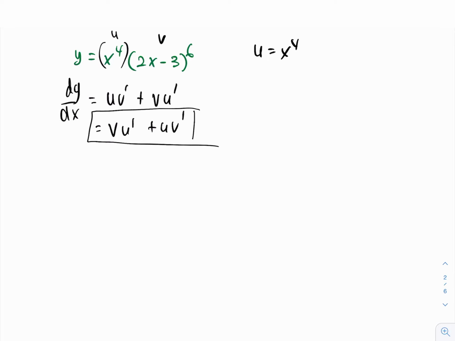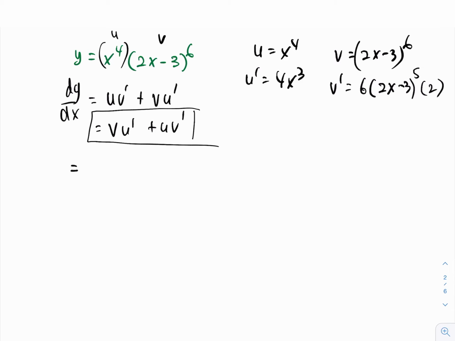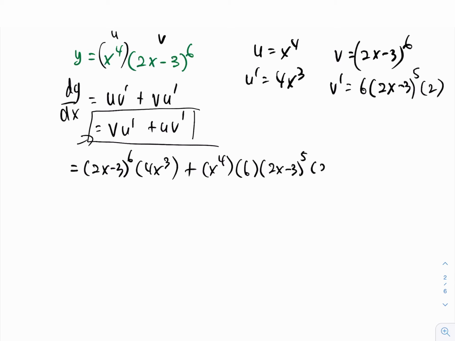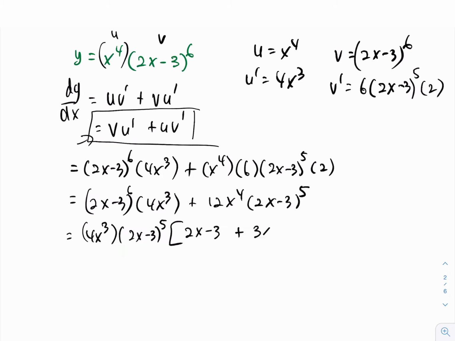u is x to the fourth, and v is (2x minus 3) to the power of 6, and u prime is 4x cubed, and then v prime. Then just substitute again, v u prime. Now I'm going to use this formula, v u prime plus u v prime. When we simplify this, since we have the same terms here, we can factorize, and then we simplify. So this is our final answer.